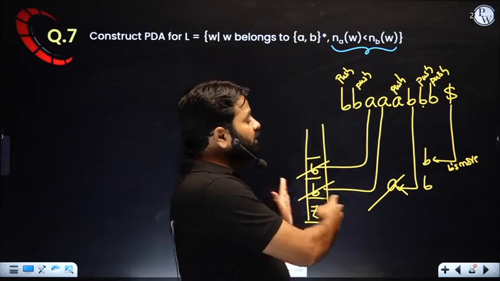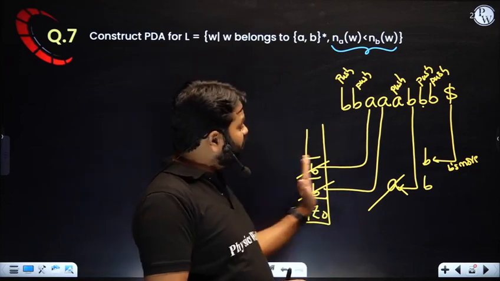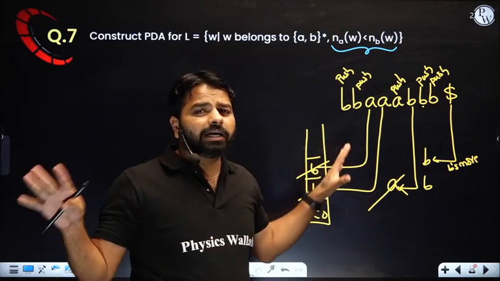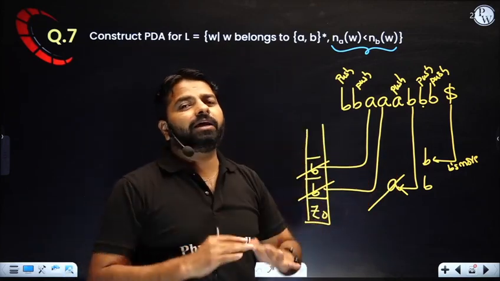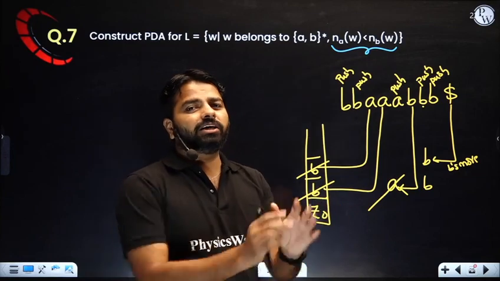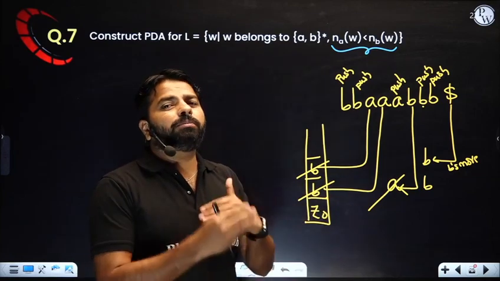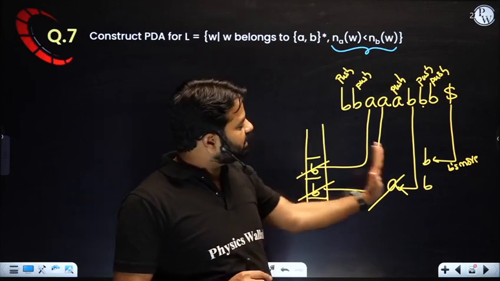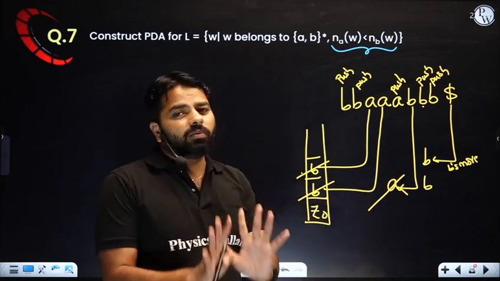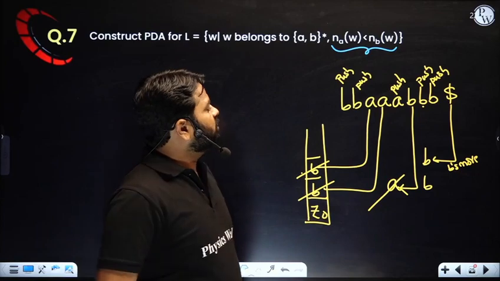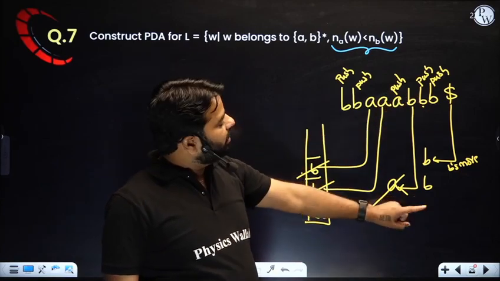But at some point of time, A might appear. At some point of time, B might appear on the stack. But all the time, the same symbols will be there on the stack. Otherwise, Z0 only is there. Right? At the same instance, you can't see both A and B on the stack. At different instances, you can see only A's or only B's. Okay? So this is how you decide the B's are more.